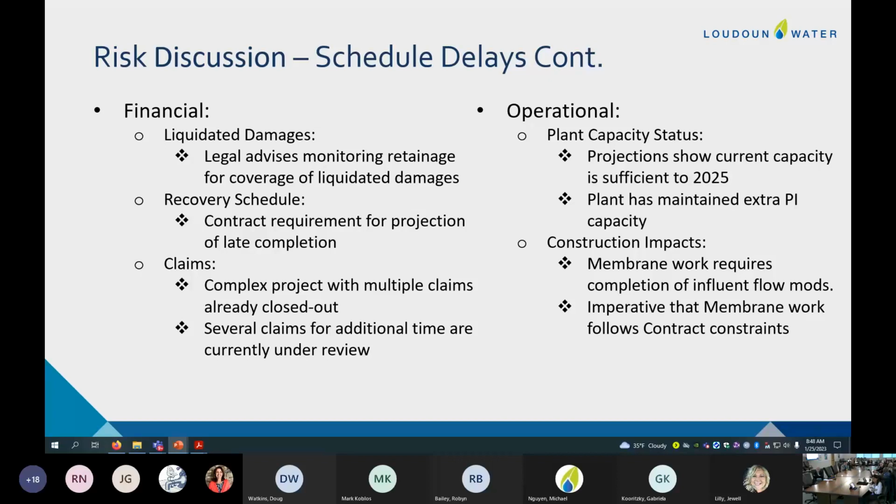And so that's the financial picture of things, items that we've done, actions we've taken to minimize risk and protect our interests.